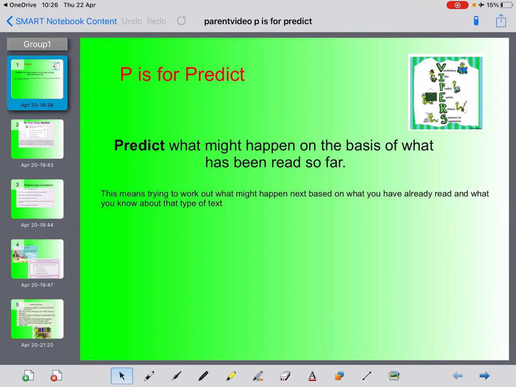This video focuses on the key skill of prediction in a text. Predict what might happen on the basis of what has been read so far. This means trying to work out what might happen next based on what your child has already read and what they know about that type of text.